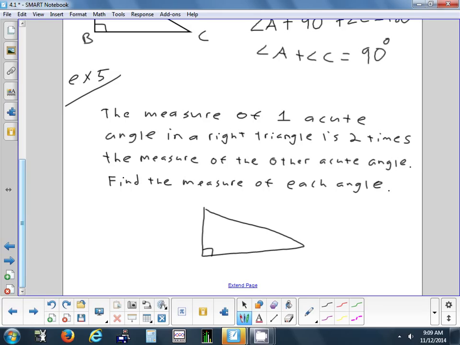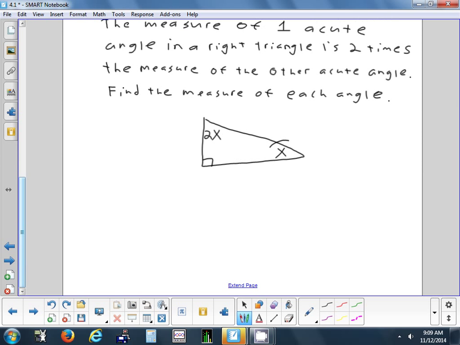If I don't know what that angle is, how could I represent it for now? Sure, just represent it as x. Now it says the other angle is twice as big as this one. So what would the angle at the top be? It would be 2x. And what do we know about this angle and this angle based on the corollary I just gave you? Combined, they add to 90. So if you take the one at the top plus the one in the lower right, they have to add to 90.